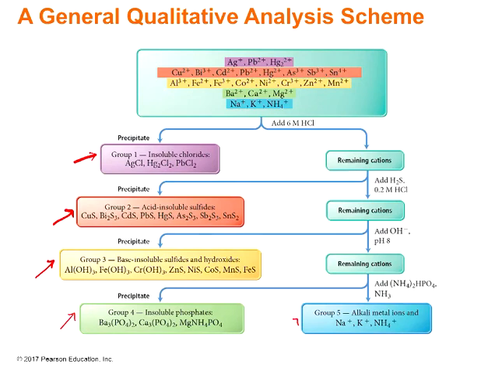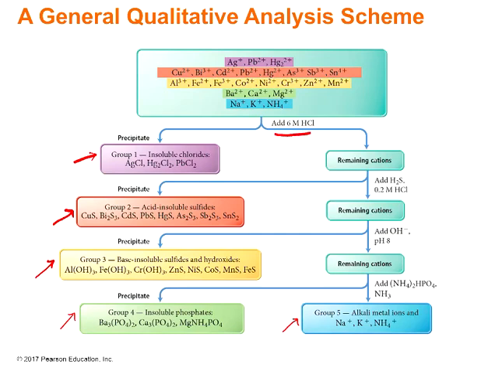And then group 5 contains our alkali metal ions that are always soluble no matter what. So these steps allow us to kind of separate and isolate these different groups. The first step up above is to add 6 molar hydrochloric acid, and that's going to remove all of the insoluble chlorides.